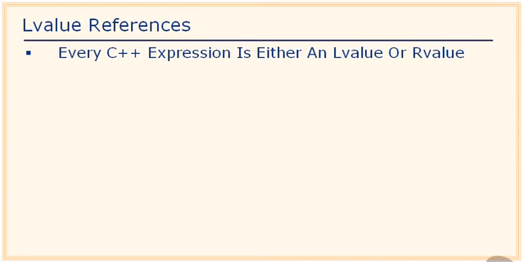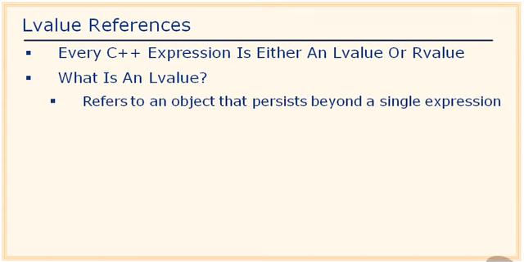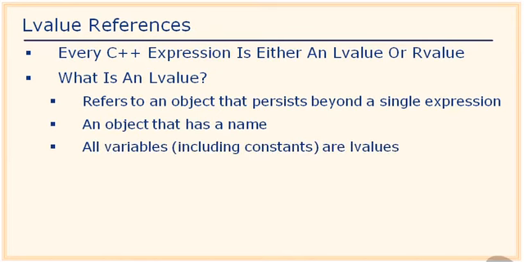Now when you look at the C++ standards and dig into this a little bit, you find out that an L value is basically anything that refers to an object that persists beyond a single expression. Another way to say that is, if it's an object that has a name, then it is most likely an L value. Now notice I said most likely.